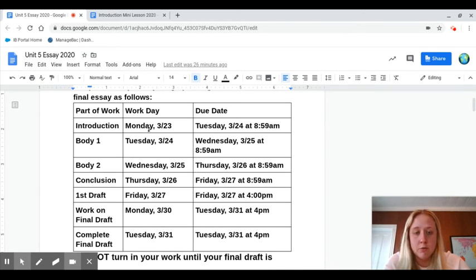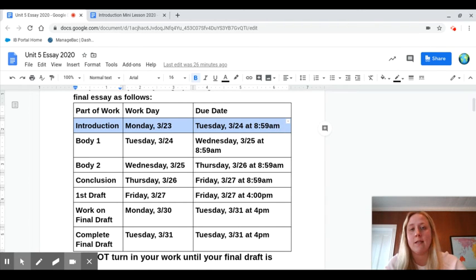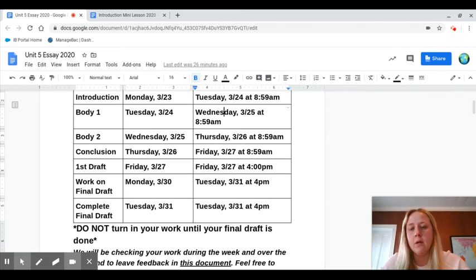And there's a schedule here for you to look through, right? So today is your introduction, your work day is today, and it is due tomorrow morning. So it is homework to make sure that you get that part of your graphic organizer done. Tomorrow will be body paragraph 1, Wednesday, body paragraph 2, Thursday, the conclusion, and Friday, you'll work on your first draft. And you'll notice you have your work time and then your due date. Okay, and sometimes those are on the same day. Sometimes it's homework overnight to make sure that you finish up.